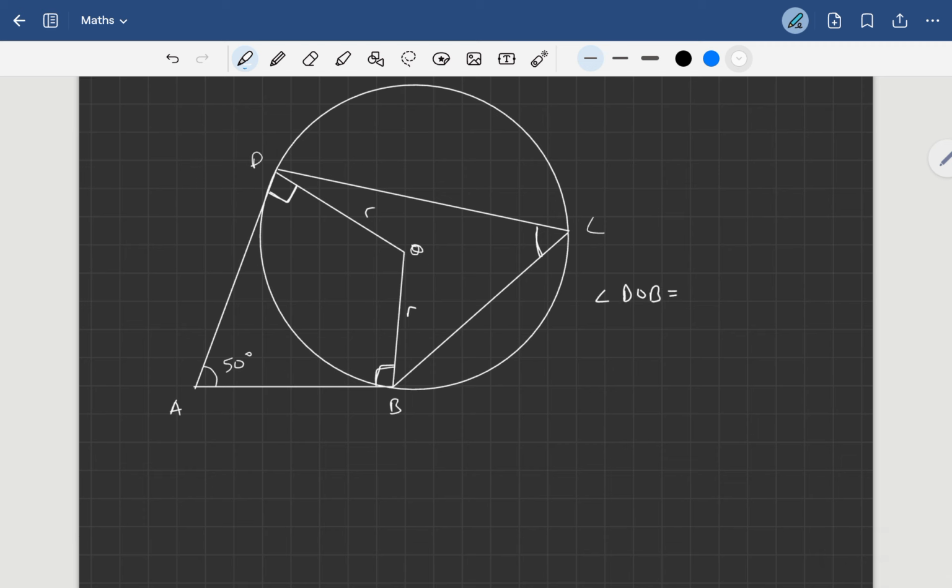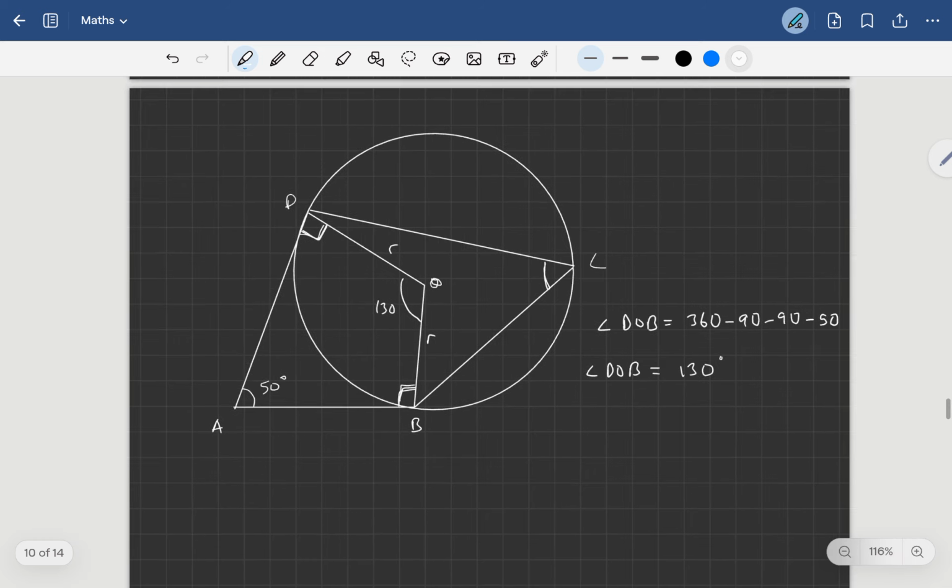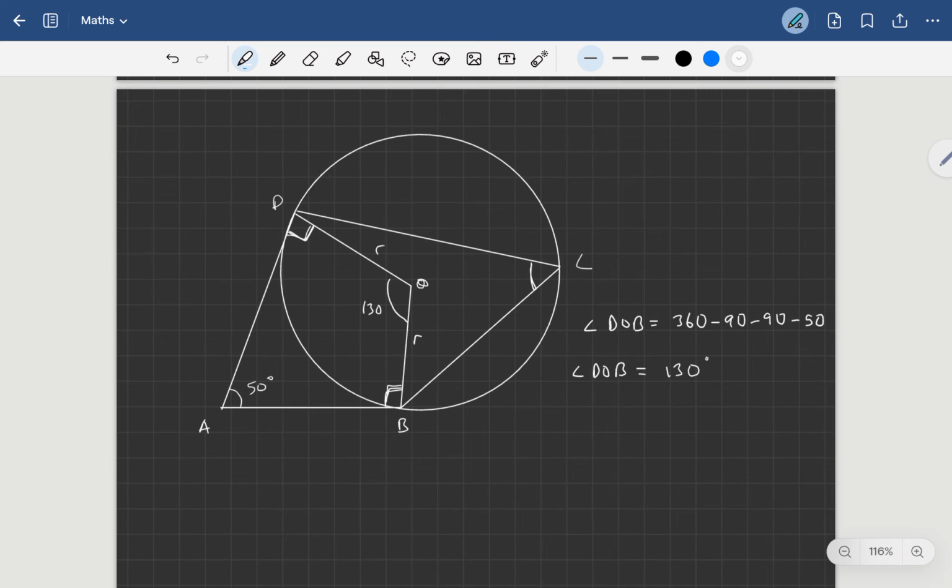DOB is. Angle DOB is the same as 360 minus 90, because that's 90 and that's 90, and also minus 50. Okay? This means that angle DOB is the same as 130. Okay? Now let me label this 130.